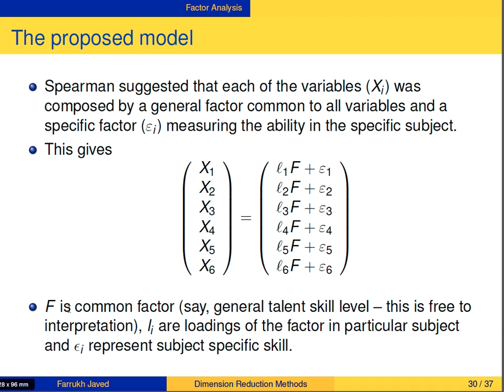F is a common factor, as I said, a general talent or skill level, so to say, and this is free to interpretation. And those L are loadings in a particular subject. And epsilon, of course, represents subject-specific skills, some errors, so to say.